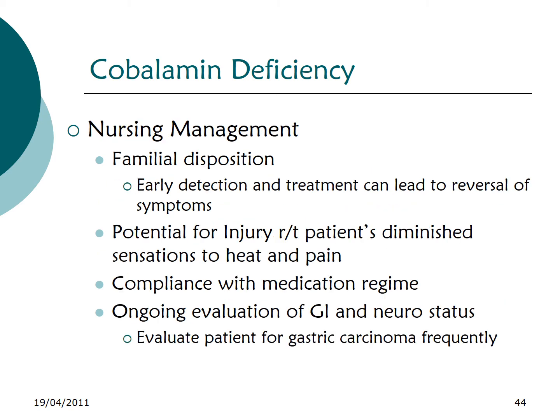So it's important to identify early on individuals that are at risk for vitamin B12 deficiency, individuals who are vegetarian. So we have to assess the vegetarian. That's why they have to do replacement of vitamin B12. All right. So we have to make sure that they're compliant with it. Assess for injury, because of diminished sensation to heat and pain. Ongoing evaluation of GI and neurologic status, because we also evaluate the patient for gastric carcinoma, because the deficiency may lead to that.